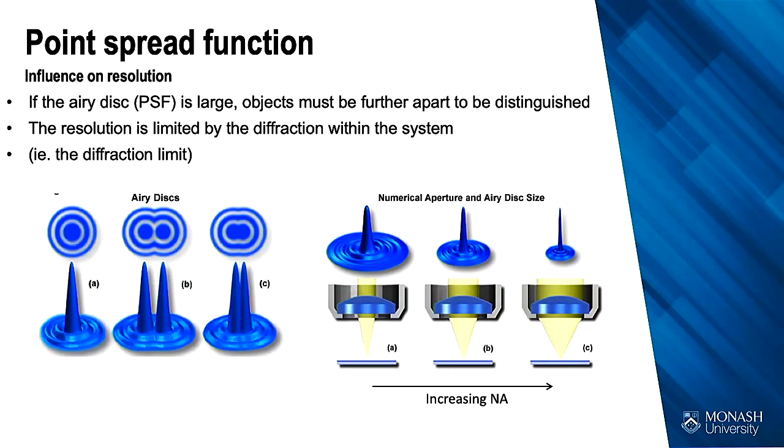And again, numerical aperture. If we increase our numerical aperture, increase the size of the lens, we get a smaller Airy disk. So we can more accurately transfer that point source of light into an image. And with that comes increased resolution.